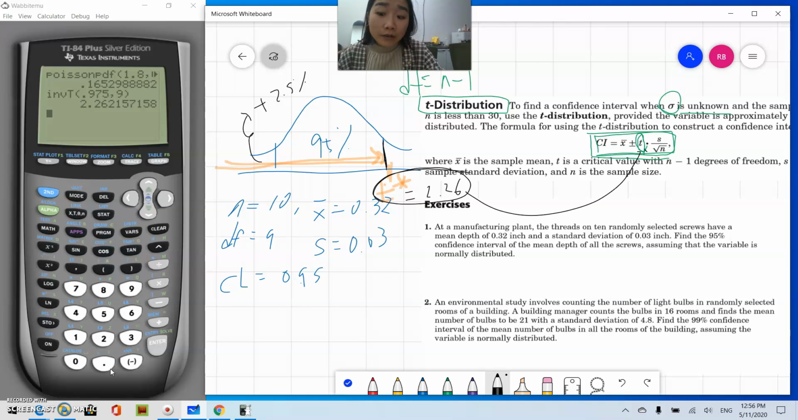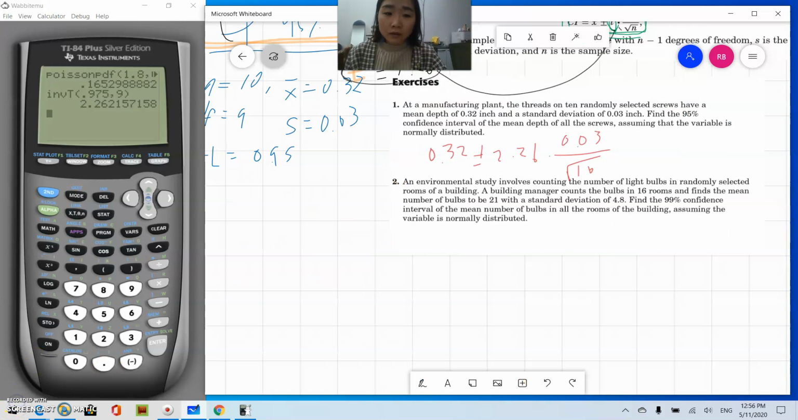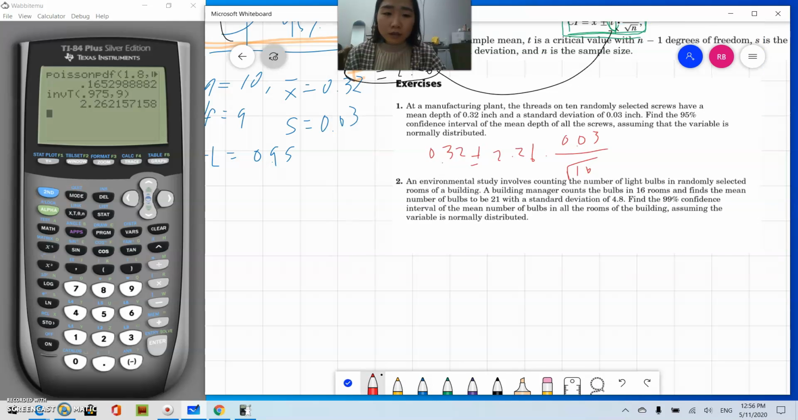So now I have everything, so I can find the confidence interval, which is 0.32 plus minus 2.26 times 0.03 over square root of 10. This gives me an interval of 0.299 to 0.3414. Let's stop there.